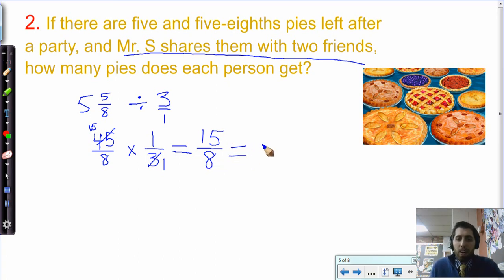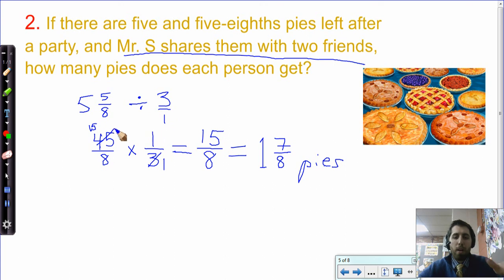So we can make 1 full unit of 8/8, and that would be 1 whole pie. 8 out of 8 pieces in a pie. And then we would have how many left over? Well, we have 7 more pieces, so each person gets 1 7/8, a full pie and 7 out of 8 pieces. That's how much each person gets. So hopefully that made sense that we were splitting this amount into 3 groups, and so we could divide by 3 or multiply by the reciprocal 1/3.